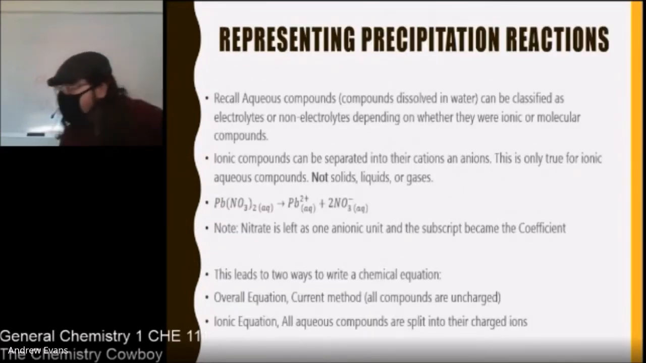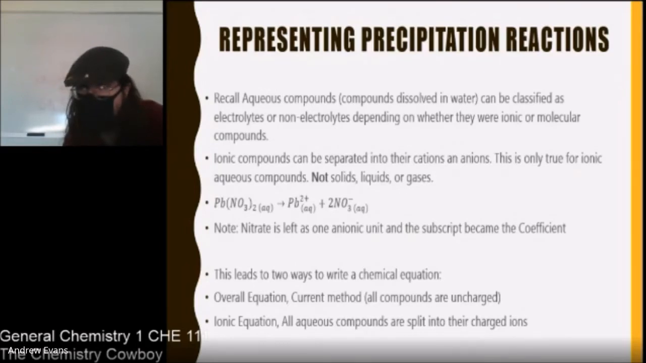So part of this chapter is going to be writing out the reaction that's going on. If I give you a description of what's going on, you should be able to write out a chemical equation. You should be able to classify this as a precipitation reaction. You should be able to state what's the driving force, essentially.